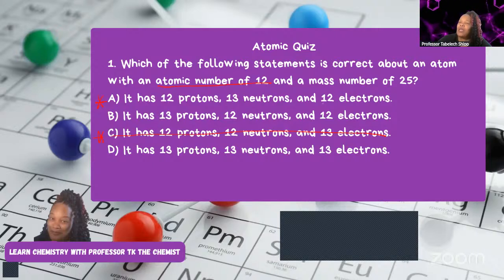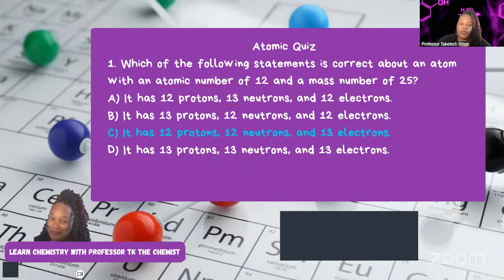But let's go a step further. Let's go ahead and subtract 25 minus 12, and we get 13. 13 is equal to the neutrons. So the correct answer is A. A has 13 neutrons, but so does letter D, but you know that letter A has 12 protons, 12 electrons, and 13 neutrons.